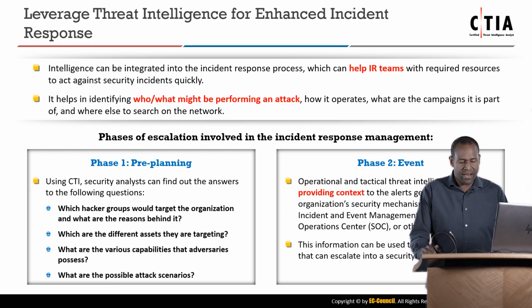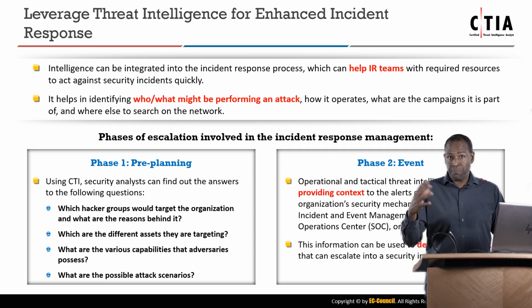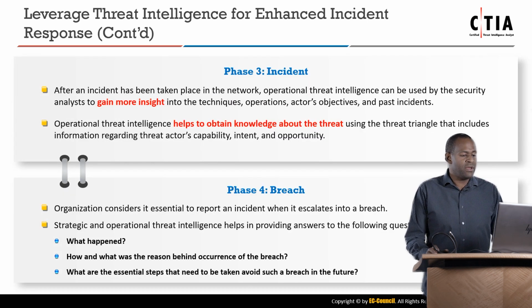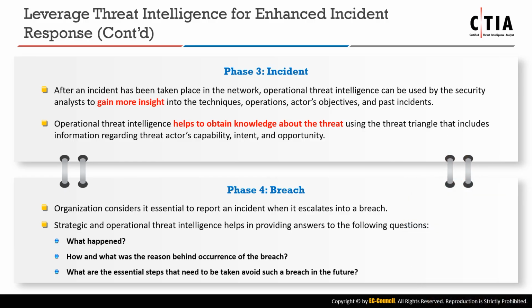The next thing we look at is the information can be used to determine an event that can escalate into a security incident. So at the footprinting phase, where the attacker is gathering information, if we can stop the attack at that point, then we're a lot better off than having to do triage after the attack has already begun. So that's phase 1, pre-planning. Phase 2, the event. Phase 3 is the incident.